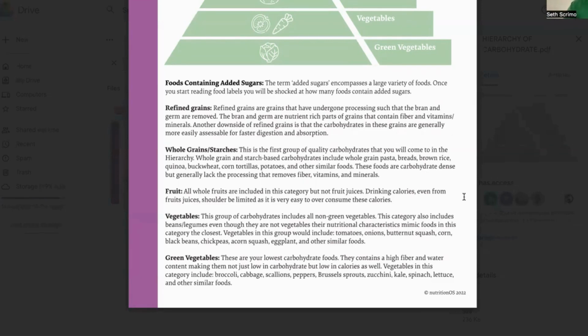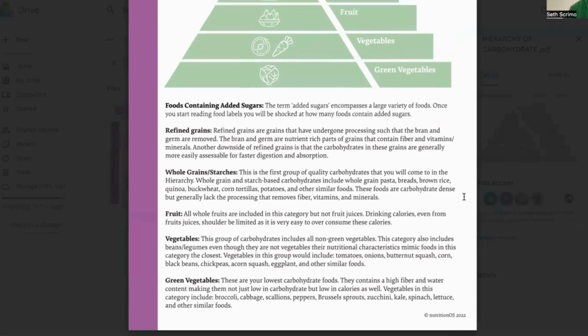Then we have our lowest here, right? It's why at the bottom of our pyramid is our green veggies. These are the lowest carbohydrate foods. They contain a high fiber and water content, making it not just low in carbohydrate, but low in calories as well. Vegetables in this category include broccoli, cabbage, scallions, peppers, Brussels sprouts, zucchini, kale, spinach, lettuce, and other similar foods, right?